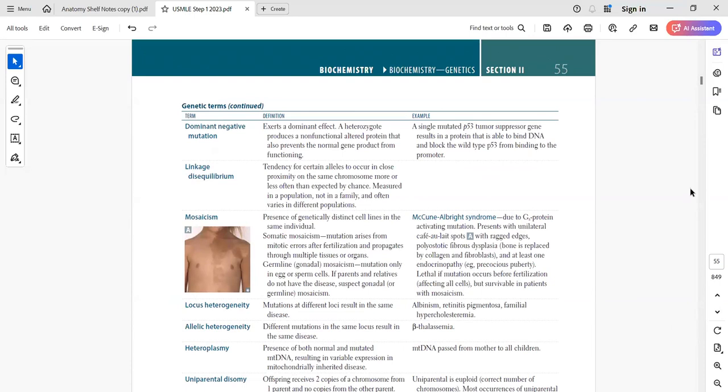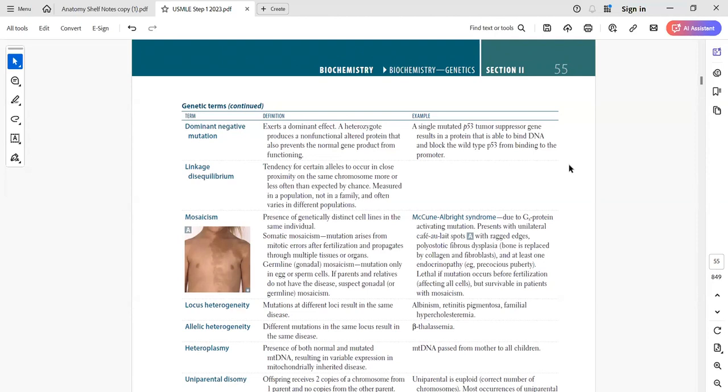Let's start with dominant negative mutation. So a dominant negative mutation would always exert a dominant effect, in which a heterozygote produces a non-functional altered protein that also prevents the normal gene product from functioning. So such a protein would be formed by the heterozygote, a non-functional altered protein that would also go and stop the normal gene from producing the functioning protein. You know what I'm saying? So, let's do the example and then it will probably become clear to you guys.